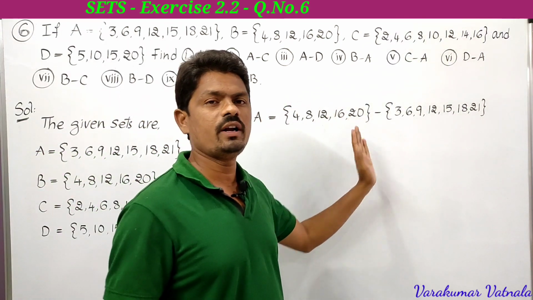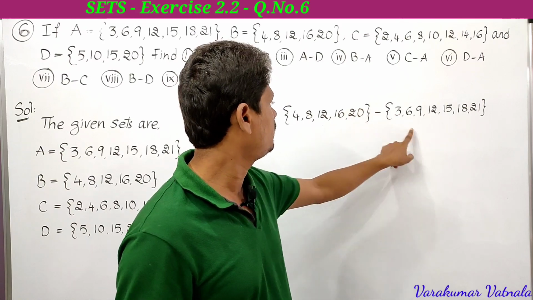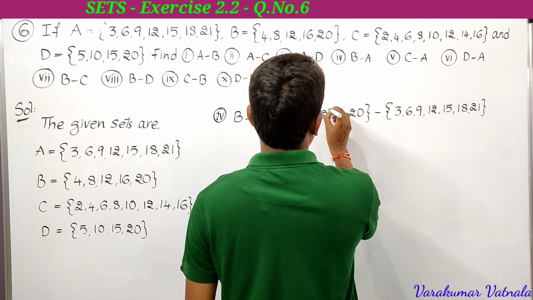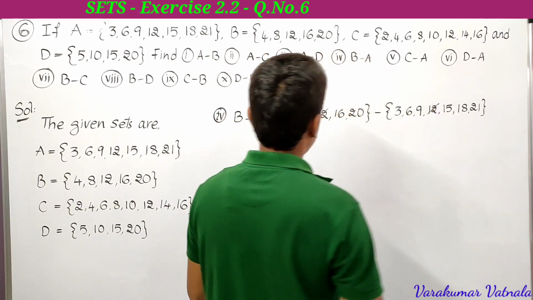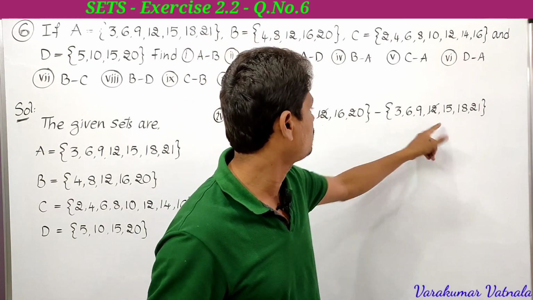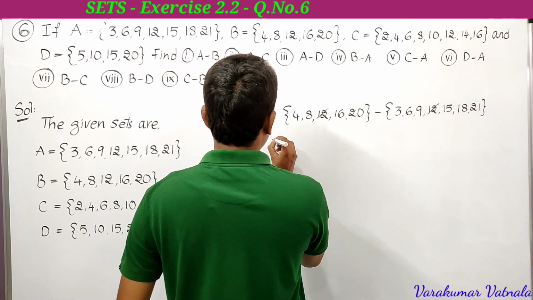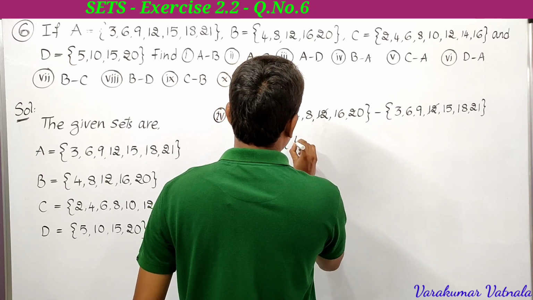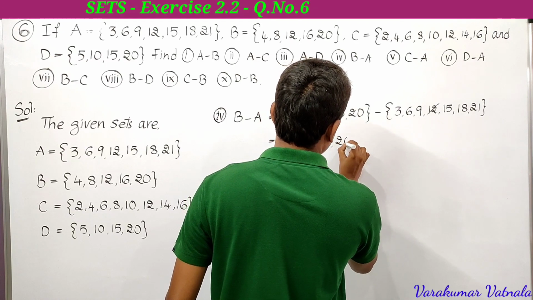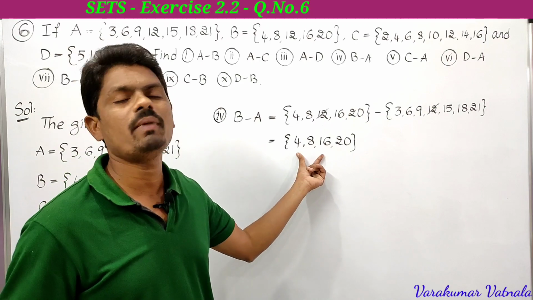Again now we have to identify the common elements. 4 here, it is not there. 8 is there, it is not there. But 12 is there, here also 12 is there. So cancel the common elements 12 and 12. 16 is there but here it is not there. 20 is there but here it is not there. So write the remaining elements of the first set. What are the remaining elements in the first set? 4, 8, 16, 20. So these are the remaining elements in the first set. So this is set B minus A.